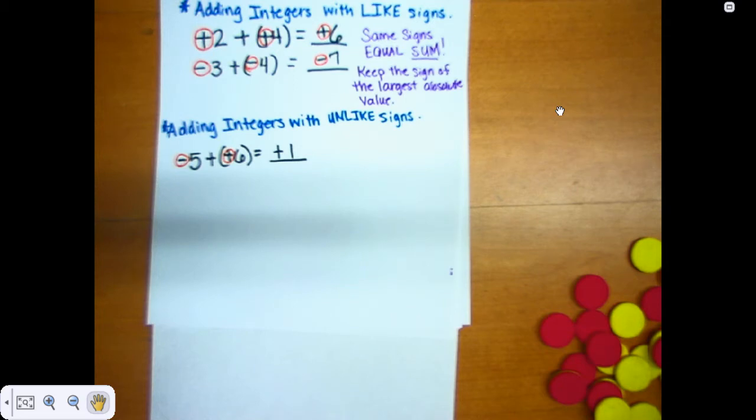Oh, I think Haley's got an idea. What do you think you could do to find the answer? What do you think? 5 + 6. Okay, so y'all decided that you think you could subtract? Okay, so here's my way. You're right. You're very right. You could subtract. And how do you know which sign to keep?